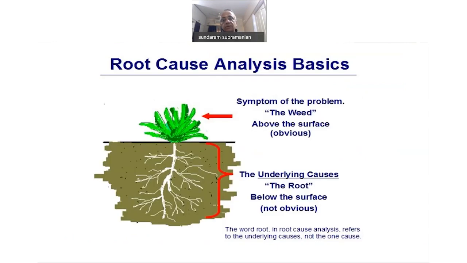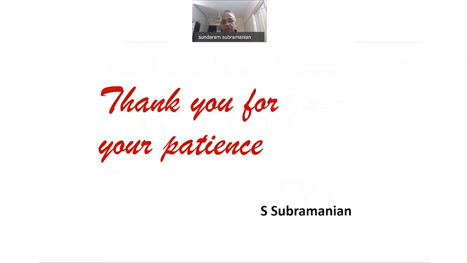Summing up, we look at the root cause analysis basics. These are the obvious weeds, and these are many roots, which are the causes. So we have to look at all the causes to find the solution. So thank you for your patience.